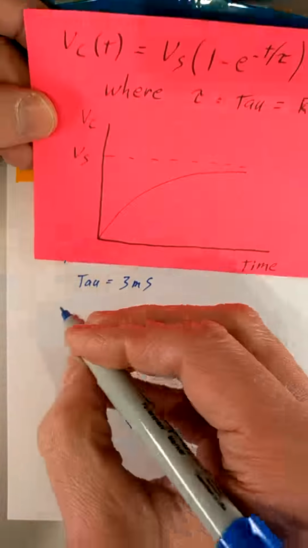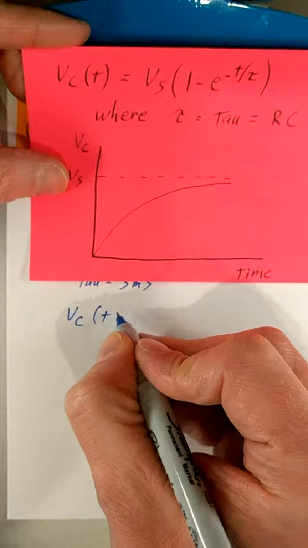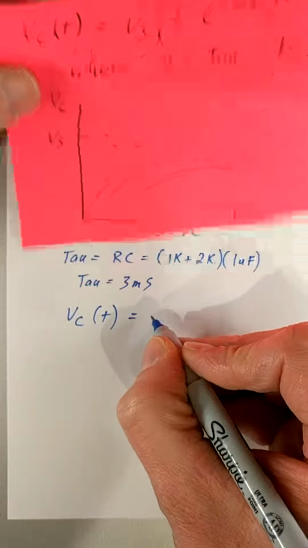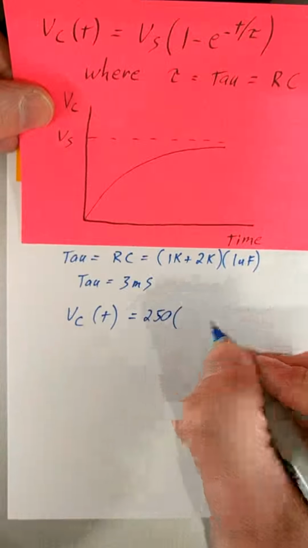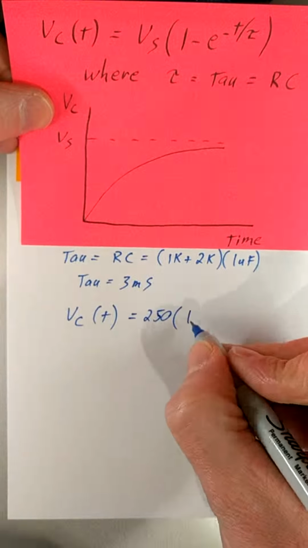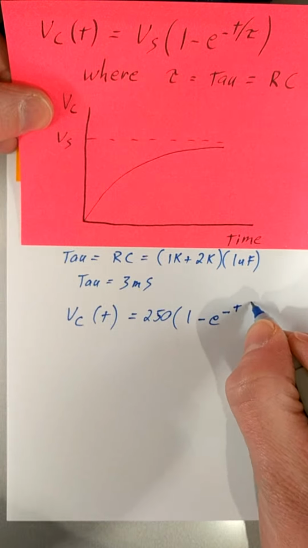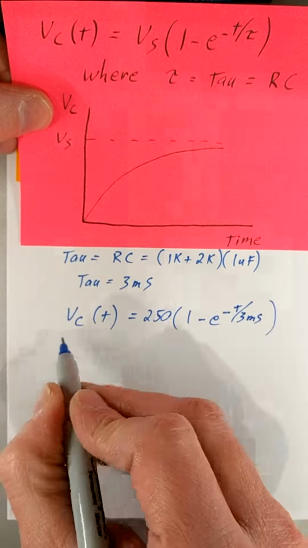We can finish by writing down the complete equation. Vc of t is equal to the source voltage, which in this case is 250 volts, multiplied by 1 minus e to the negative t over 3 milliseconds. And we're done.